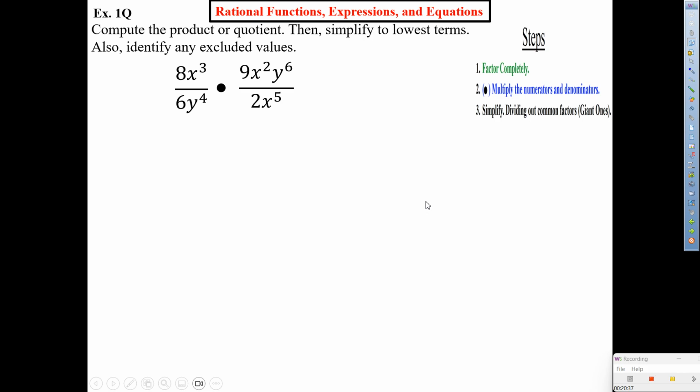Example 1 super cube, very similar to the one we just did. 12a to the second over 5b to the third times 10a cubed b to the fourth over 6a to the fourth. Copy that. I'll give you some time and go.